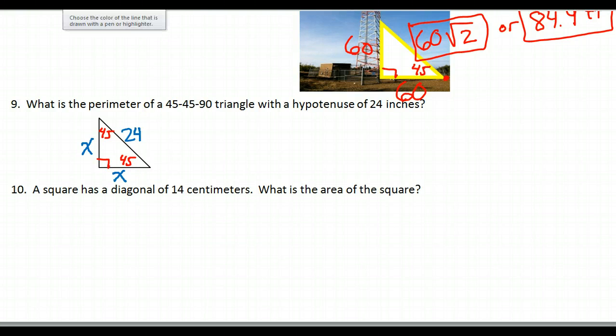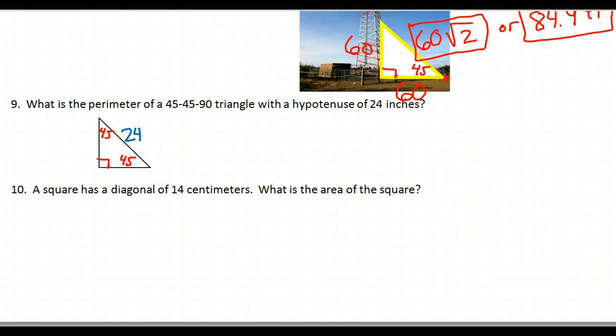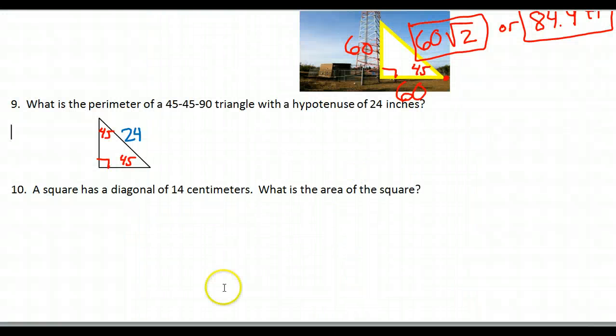But remember how the pattern works. X radical 2. Let's go back to x's. Leg radical 2. So if I call these x again, this should be x, and this should be x, and this should be x radical 2. This is what I need to do whenever I'm given the hypotenuse like this.